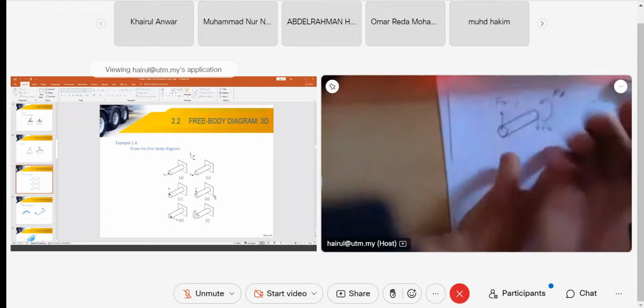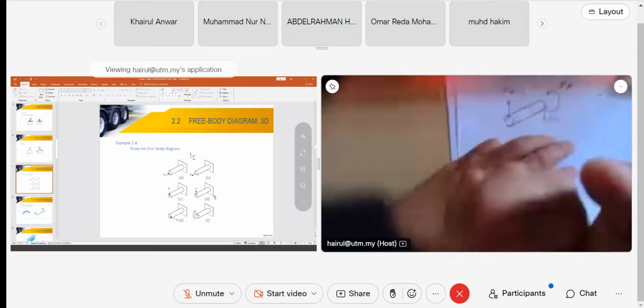Can you see my thumb? Boleh nampak ke thumb saya ni? Besar, tak nampak.